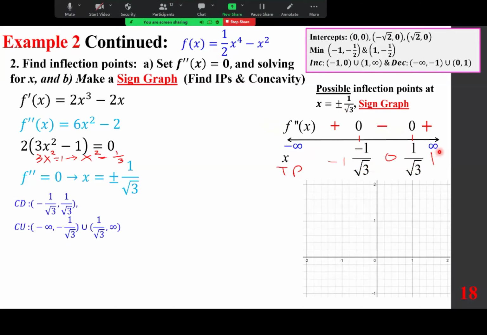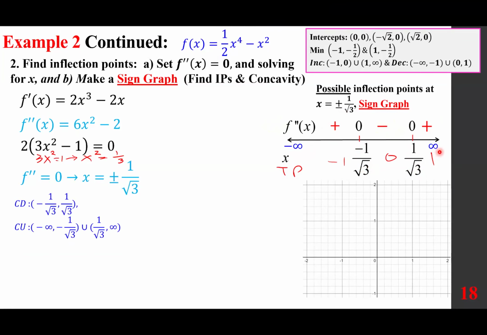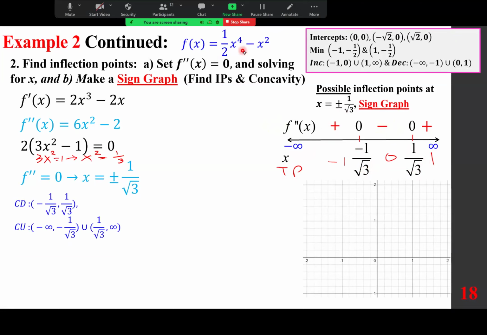The IPs, we have to find the y coordinates. So we plug in these 2 points into the original function, f of x, evaluate them at those points. And by the way, positive and negative makes no difference because this has exponent even, this has exponent even. So first and foremost, please understand this: when you square it, you get 1/3. So when you take it to the power of 4, that means 1/3 squared. So this becomes 1 over 9.